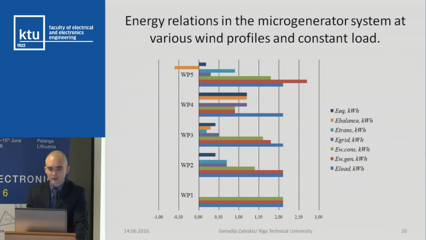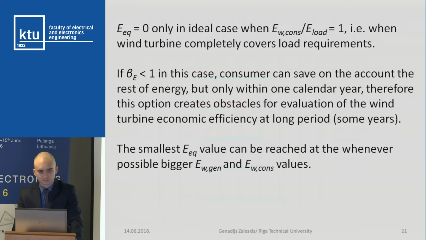Here are the energy relations in the system at various wind profiles and constant load. We need one parameter, E equivalent. So, shortly, we pay nothing only in the ideal case when consumed wind energy divided by load energy is 1, when the wind turbine completely covers load requirements at the same time when the load needs the power.